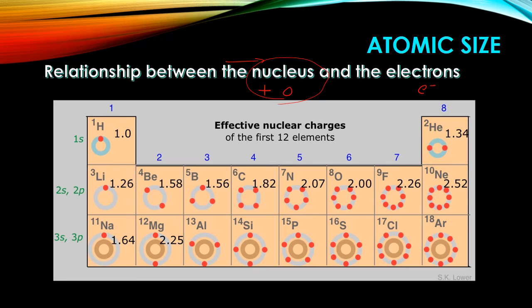So within, let's look at the second energy level, we have 2s and 2p orbitals. Lithium has this positive 3 on its nuclear charge. Yet go way over here, neon has a positive 10 on its nuclear charge. What the effective nuclear charge basically means is, because neon has such a bigger nucleus, it's able to pull those electrons in much more tightly and hold on to them, thus decreasing the size of the atom.